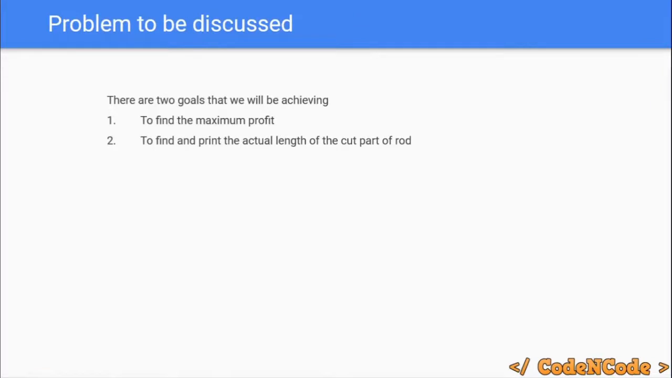Now, there are two different problems to be discussed. First, for a given input n, you only need to print the maximum profit that you can achieve. Second, you actually have to print the lengths that you will be selling. So if you are selling for n equals 4, if you are selling 1, 1 and 2, you have to print 1, 1 and 2, that I am selling 1 and 2, and this configuration will give you the maximum profit. The first problem is what we'll be solving, and then the second problem can be solved using a simple modification to the solution of the first problem.